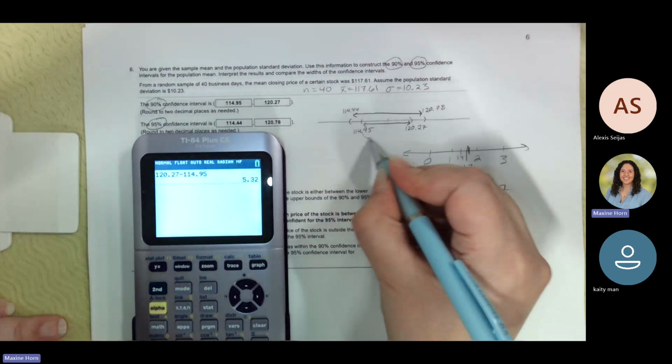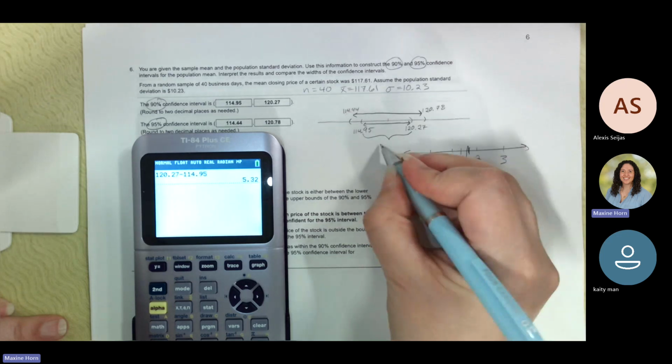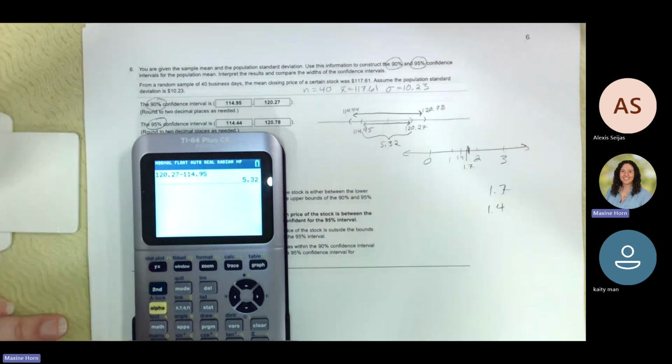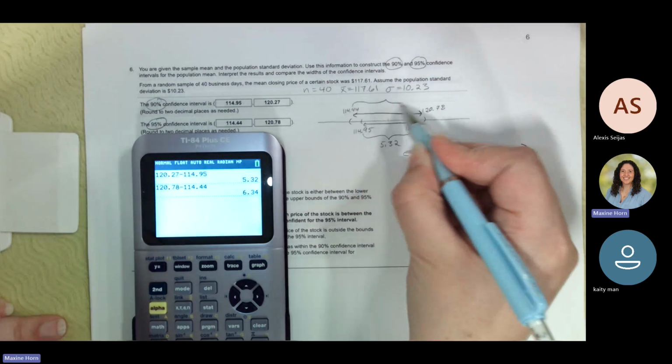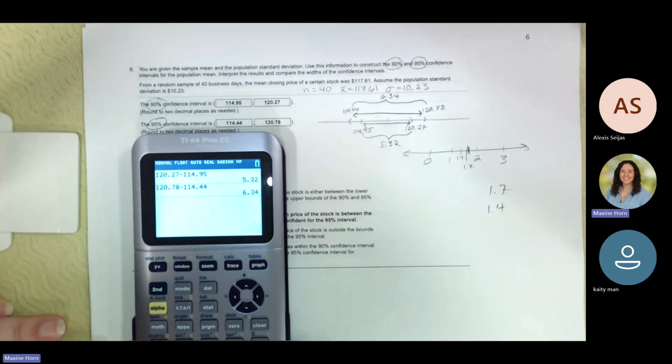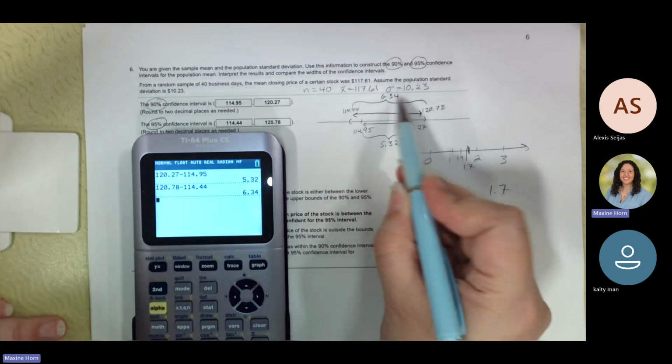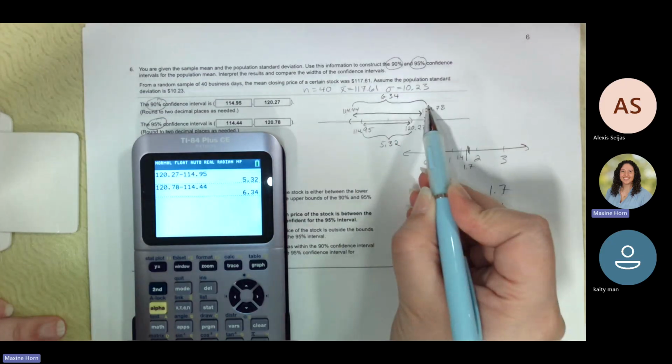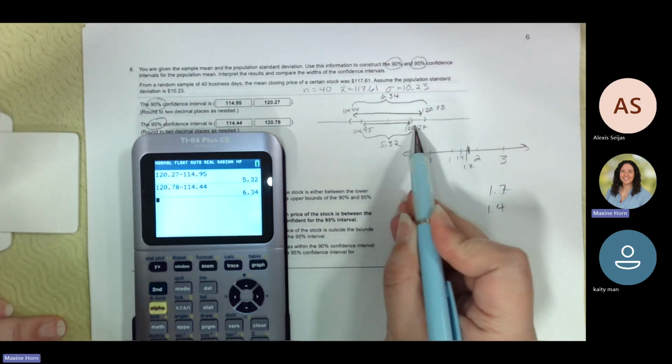So from here to here is a total of 5.32. Whereas if I do 120.78 minus 114.44, my net has gone wider. It's 6.34 all the way from here to here, whereas this is only 5.32 from there to there. So yeah, good question. You can absolutely do it that way.